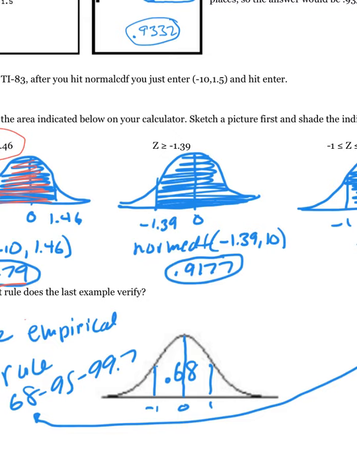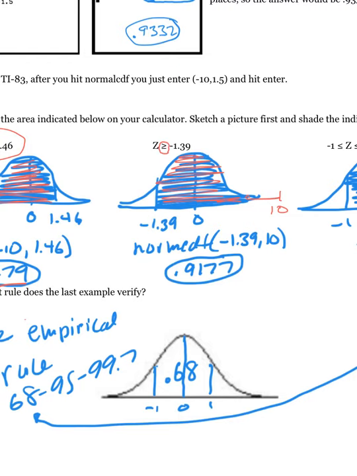On the second example, I want to know the probability that z is bigger than or equal to -1.39. So I draw the bell-shaped curve. A z-score of -1.39 is to the left of the mean, so I draw it on the left-hand side. Since I want bigger than that, I shade to the right. This is where I'm going to use a positive 10 as my big z-score. So I would do normal CDF, negative 1.39, comma 10.